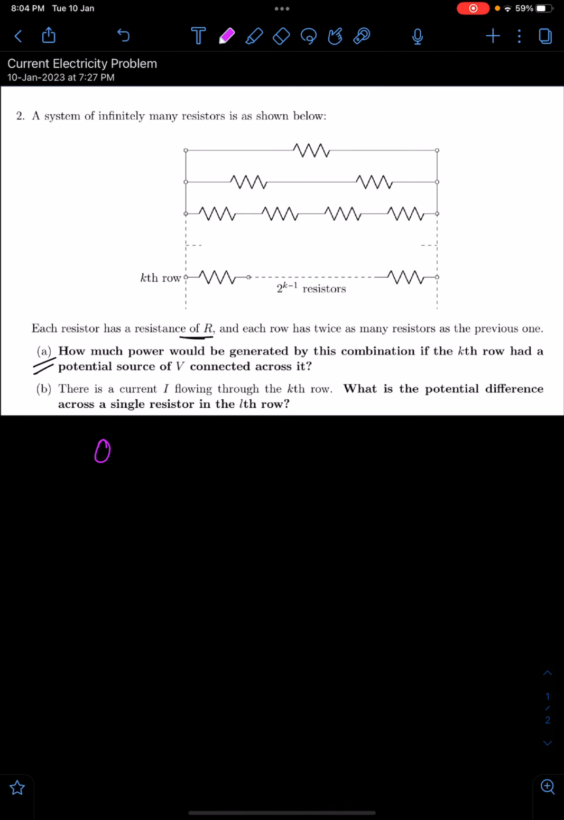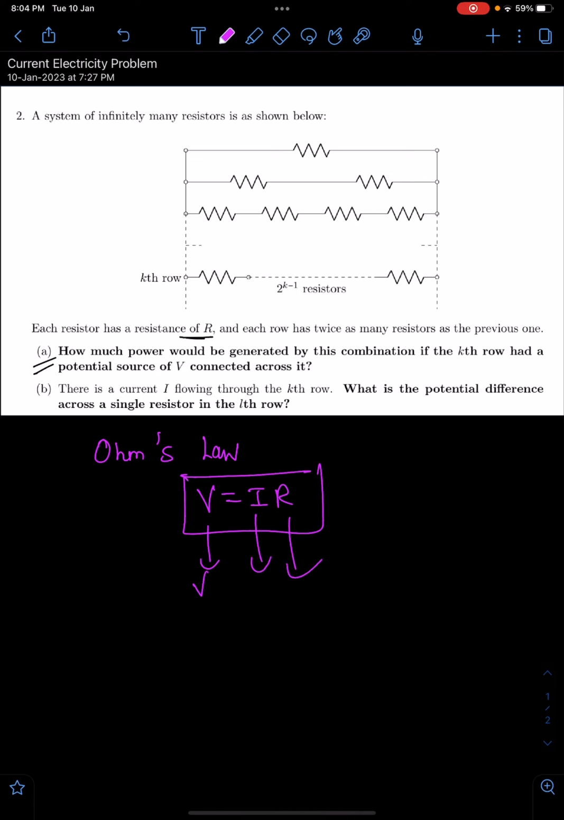Now, I hope everyone knows what Ohm's law is. Ohm's law states that V is equal to IR. V is voltage, I is current, and R is resistance. Everyone must be knowing this. So yeah, let's begin now. A current I is flowing through the kth row.